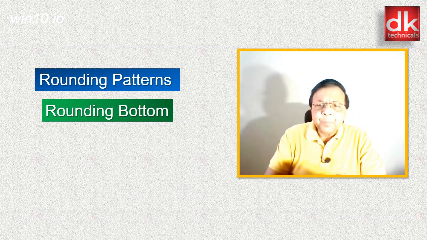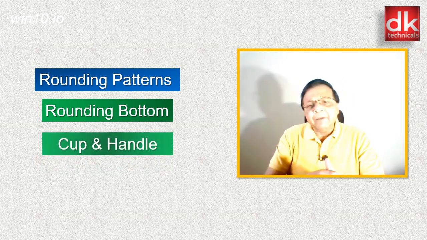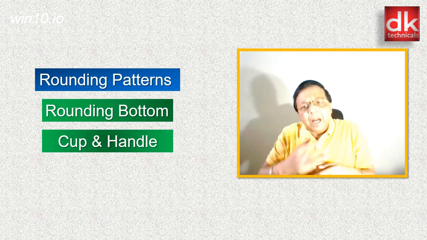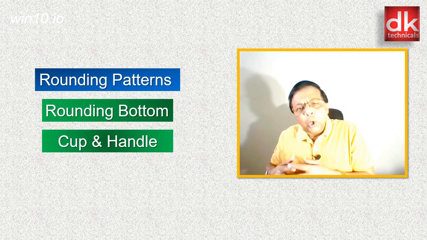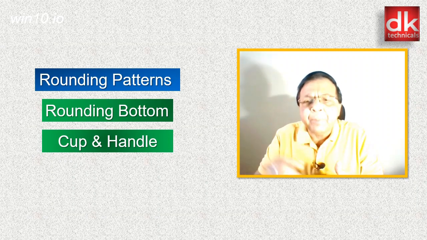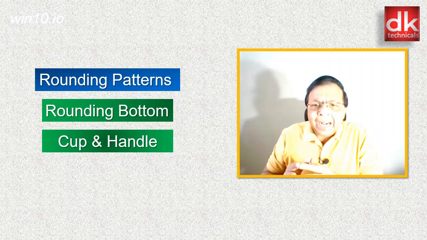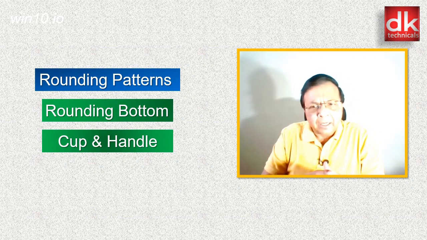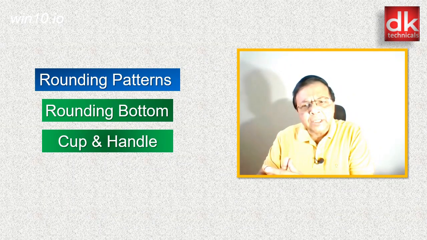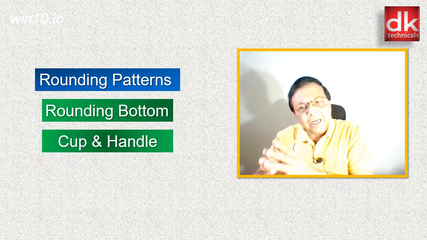And friends, another is cup and handle, where beginners get confused. They start talking about cup and handle also as a rounding pattern having appeared on the chart, or a rounding bottom having appeared on the chart, while cup and handle is a continuation chart pattern. It is not a reversal chart pattern. So when we talk about continuation chart patterns under Zero to Hero, we will be covering in detail all about cup and handle patterns.